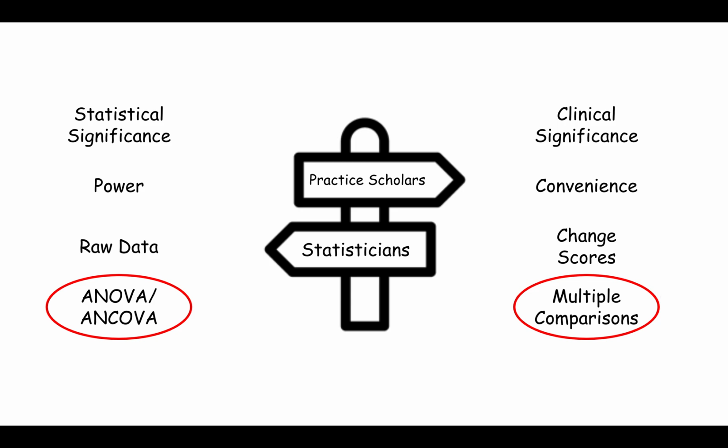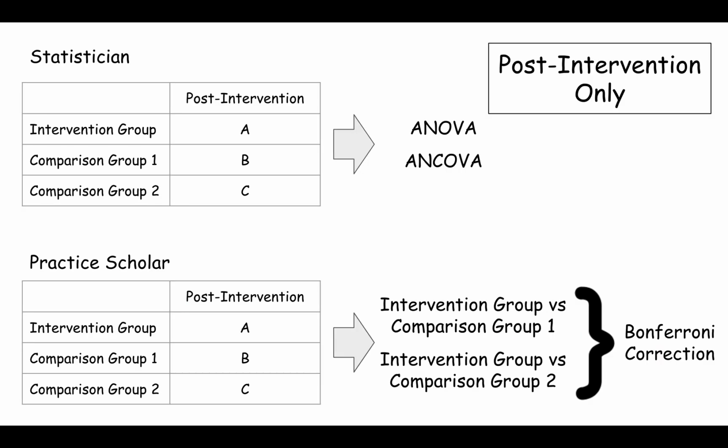This is another case where there's a distinction between what a statistician or a scientist would do and what a practice scholar does. A statistician, a scientist, a researcher, they're going to analyze their data using an ANOVA or an ANCOVA. What we're going to do as practice scholars is make multiple pairwise comparisons.